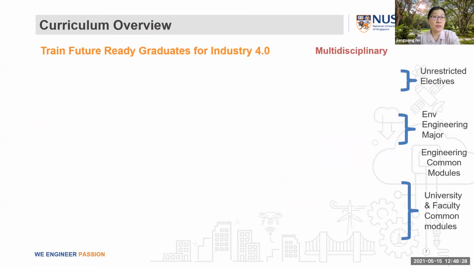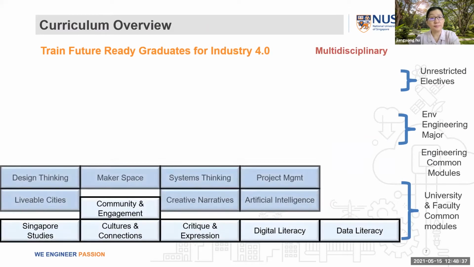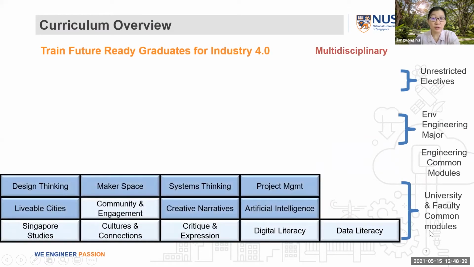So in terms of the curriculum, especially the new curriculum, I'd like to give you some overview. First of all, we have a number of university and faculty common modules. You can see those are the modules in the light blue and dark blue colors. Those are introduced by the university and by the faculty. The modules like Livable Cities, Artificial Intelligence, Design Thinking, all of those make our students future ready, also ready for Industry 4.0.